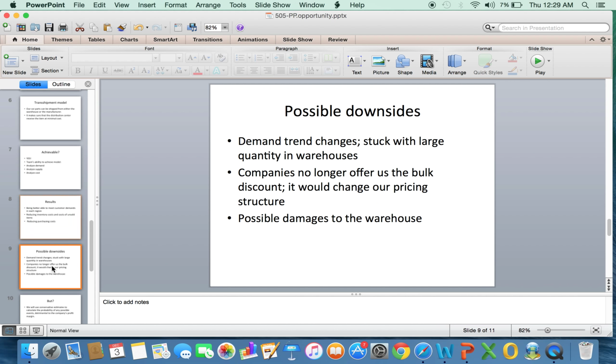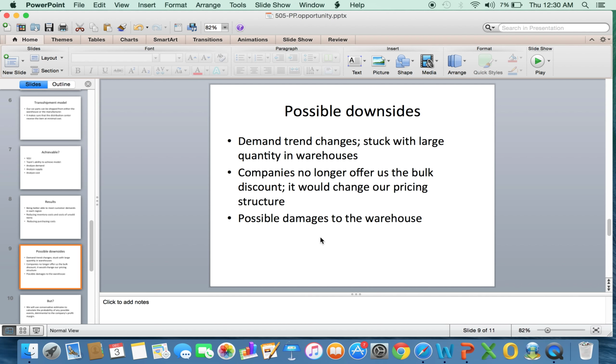Now, the possible downsides: there are demand trend changes. Let's say that a part number that's very popular in BC loses its vigor, its fashion appeal. So, what are we going to do? We're going to be stuck with a large quantity in warehouses, and we don't want to sell this at a lower profit or even a loss. Another possible downside is that companies no longer offer us the bulk discount, so it would change our pricing structures, and with the model's complexity, we're going to need a certain amount of time to restructure everything.